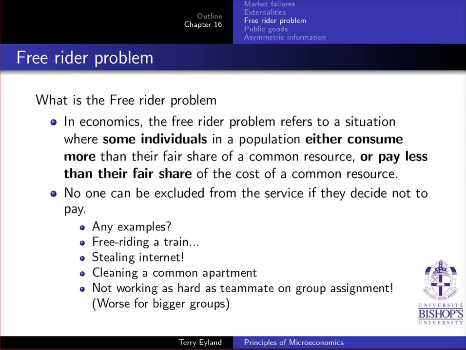Another market failure that may happen in the economy is due to the free rider problem. Free rider happens when some individuals in the population either consume more than their fair share of a common resource or pay less than their fair share for the cost of a common resource. It's a situation where some people pay for something and other people may not pay for it but still enjoy it.